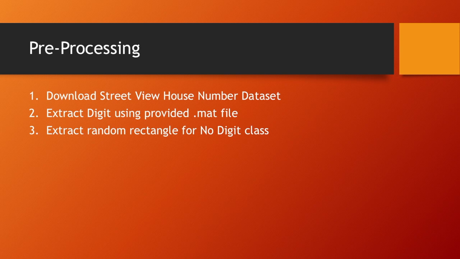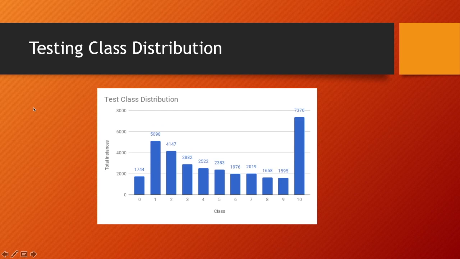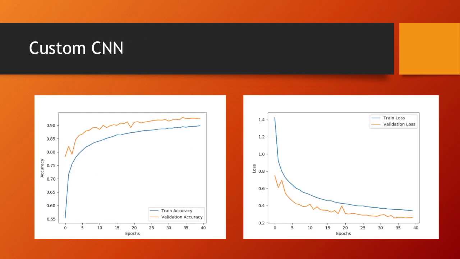The next thing I did is I extracted a random rectangle from each image for the no digit class. So that led to a training class distribution that looked like this. The no digit class had the highest amount of things in it, and that's because I took one from pretty much every digit, and then the ones also had a high amount. So then the testing class distribution is also very similar.